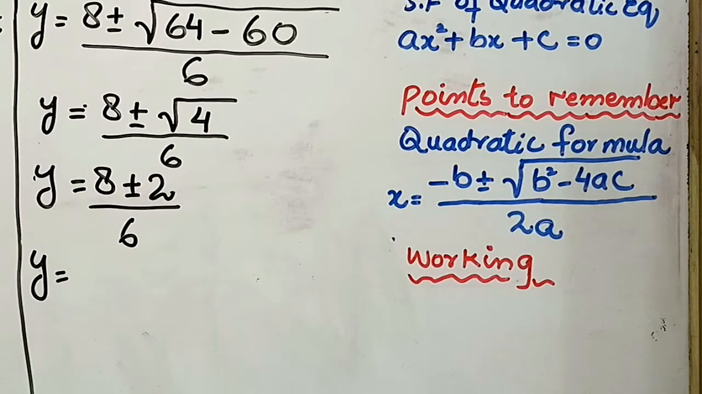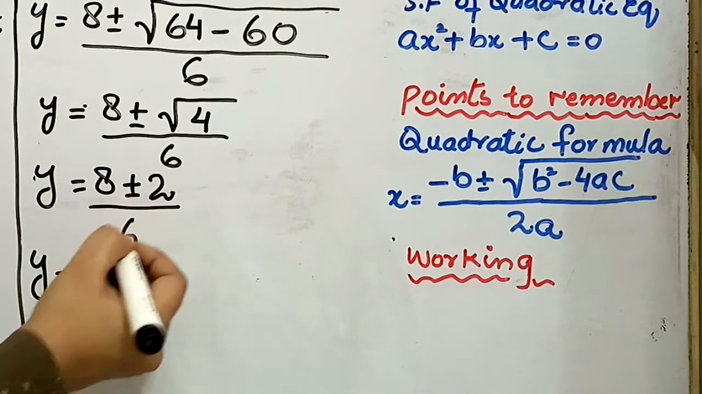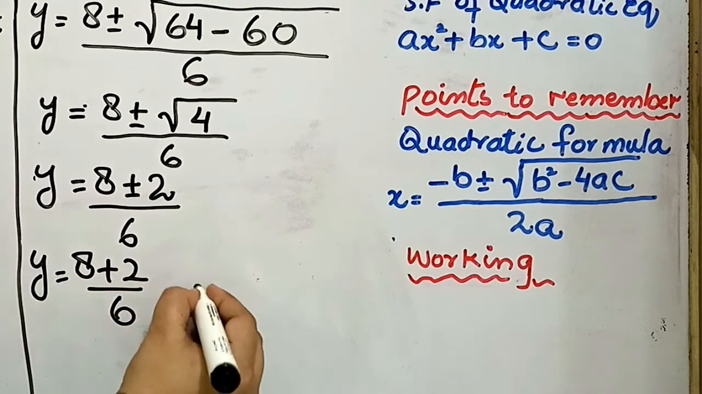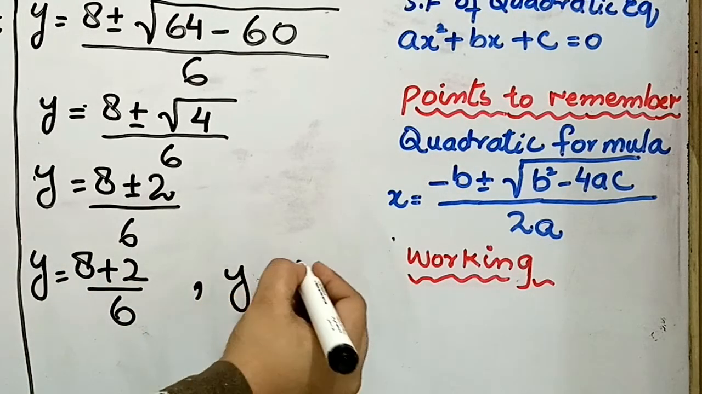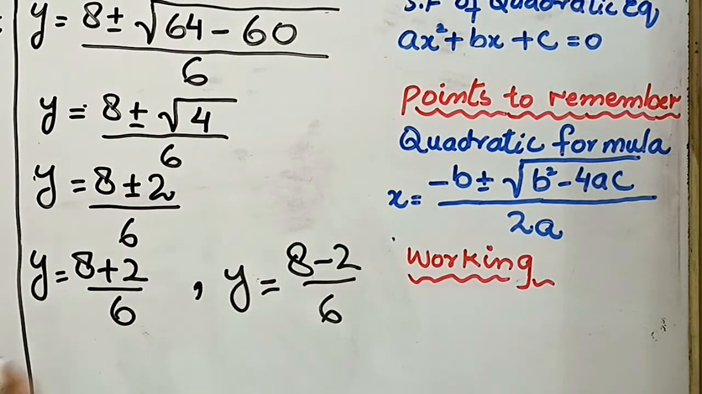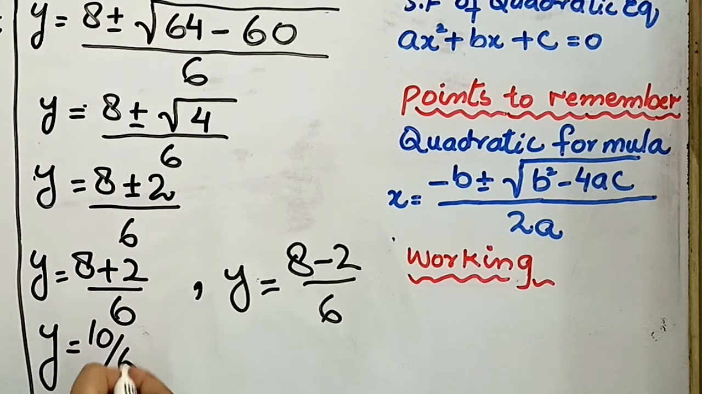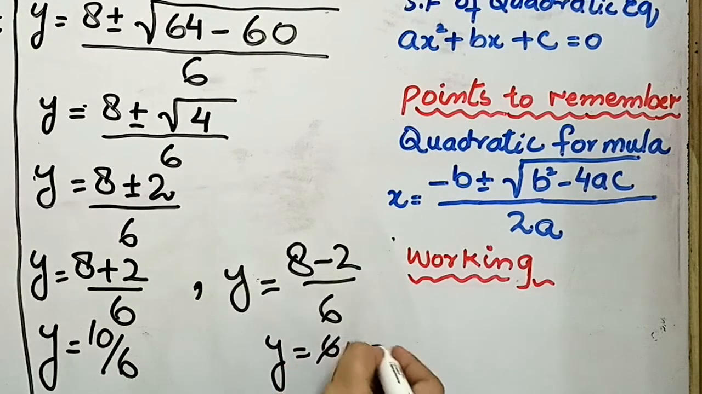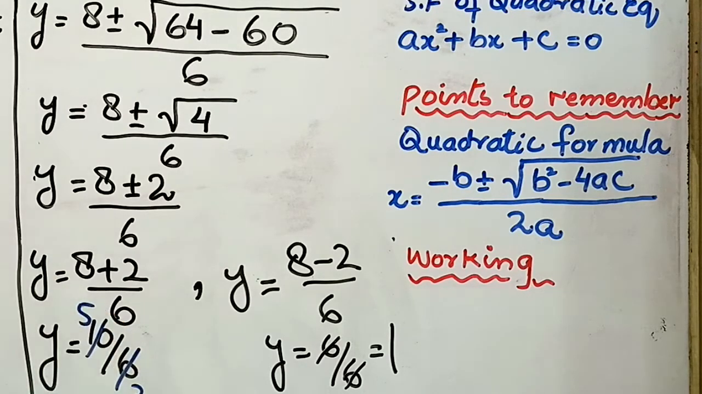So y is equal to 8 plus minus 2 by 6. One time we have to write 8 plus 2 by 6 and the second time 8 minus 2 by 6. So y is equal to 10 by 6, and here y is equal to 6 by 6, cancel, that is equal to 1. And here, 2 3s are 6, 2 5s are 10, so it will be 5 by 3.